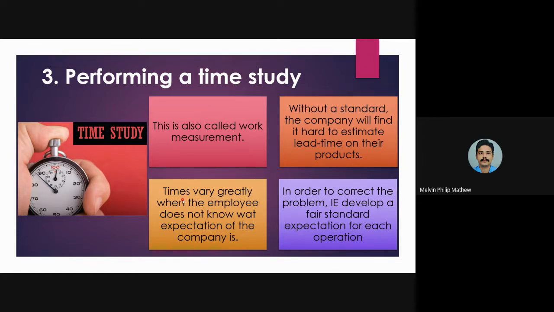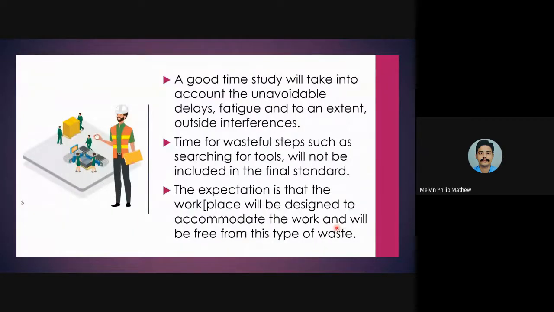Time varies greatly when the employee does not know what the expectation of the company is. Then in order to correct the problem, industrial engineering develops a fair standard expectation for each operation. So for each operation, a basic time is classified by the enterprise and handed over to the labor. Even if a new worker is inducted into the company, a common time study is set, and he will have to follow this study based on previous people. Previous workers may have been allotted this time, and they have been completing the work within this time, and a new person also has to complete it within the time specified by the company.